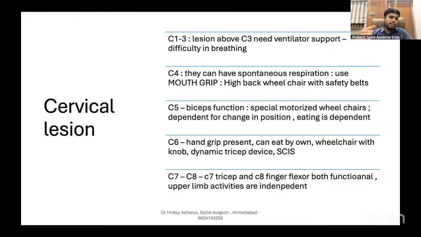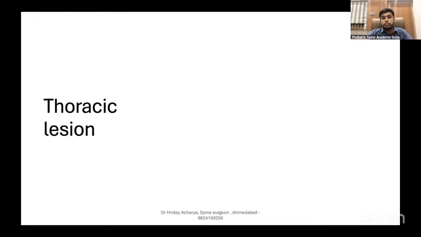So C5 is bicep, C6 is tricep, C7, 8 is small finger. So below C7 and 8, your upper limbs are normal. Anything above C7 and 8 means there is some hand function that is affected. And above C3, always remember that no upper limb or lower limb movement is present.